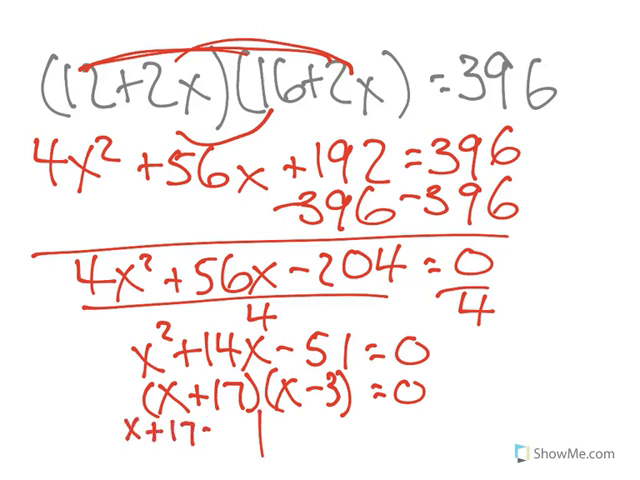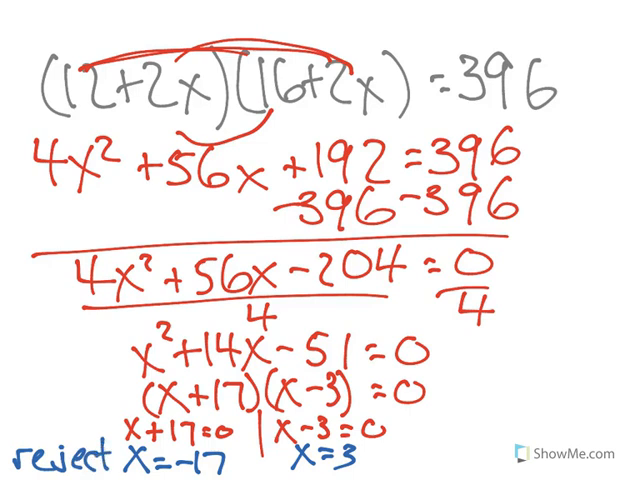So I get x plus 17 equals 0. I get x minus 3 equals 0. So my first solution here is x equals negative 17, and my second one is x is 3. Now, obviously, I can't have a side length or a width of something that's negative 17. So we get x is 3.